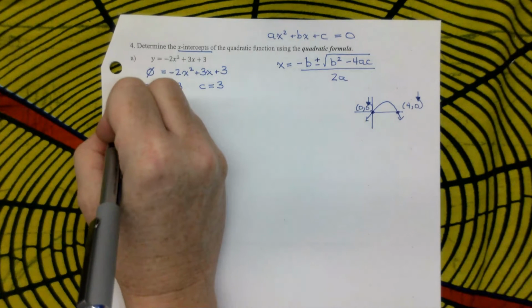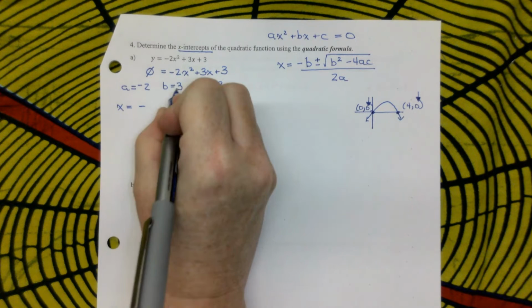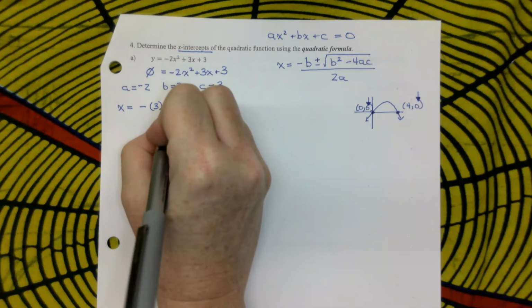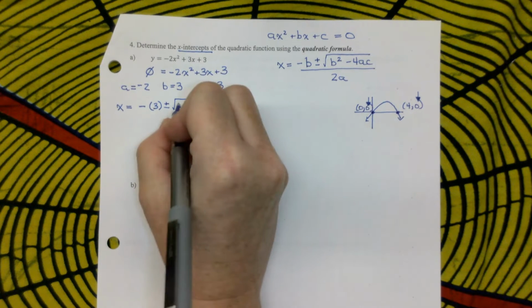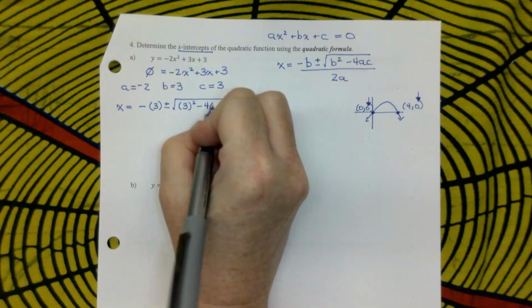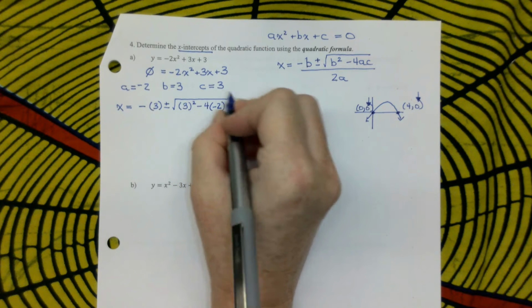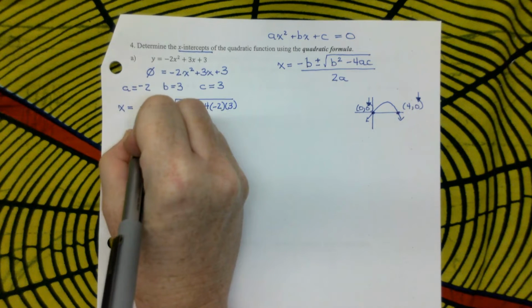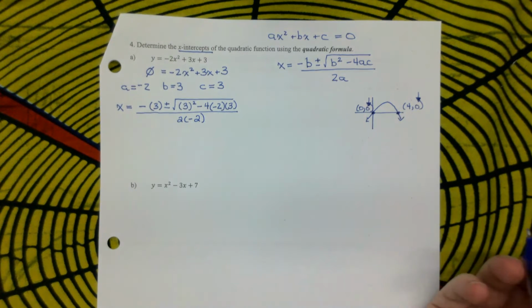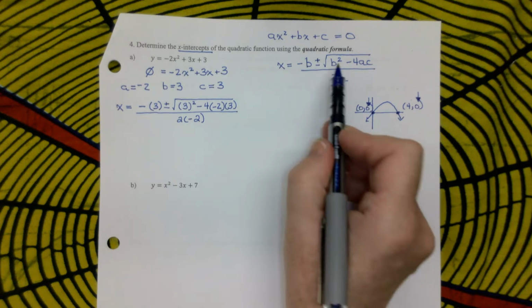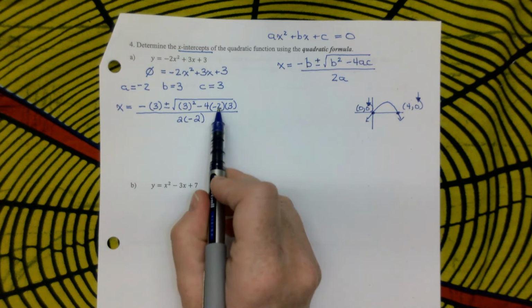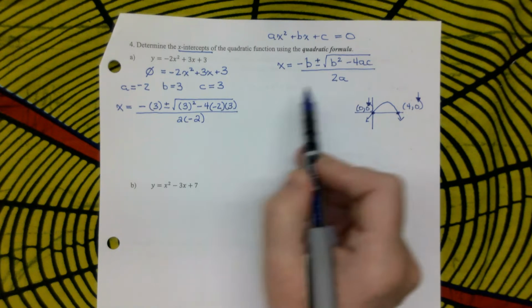So I'm going to write x equals negative. Now my b is 3, so I'm just going to put the 3 there, and then I have plus or minus, and then I'm going to do my big square root. So b squared, so 3 squared, minus 4 times a, which is negative 2, times c, which is 3, and all of that is over 2 times a, which is negative 2. So b is 3, a is negative 2, c is 3, and a is negative 2.